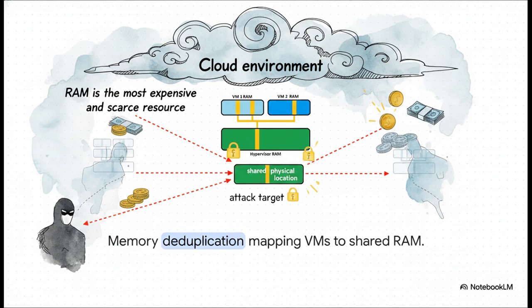You see, RAM is the most expensive and scarce resource in a cloud environment. So hypervisors use this trick called memory deduplication. If VM1 and VM2 are running identical operating systems or identical apps, the hypervisor realizes they have identical pages of memory. So instead of storing it twice and wasting space, the hypervisor deletes one and just points both VMs to a single shared physical location. It saves a ton of space, but unfortunately, it also just created a shared target for attackers.